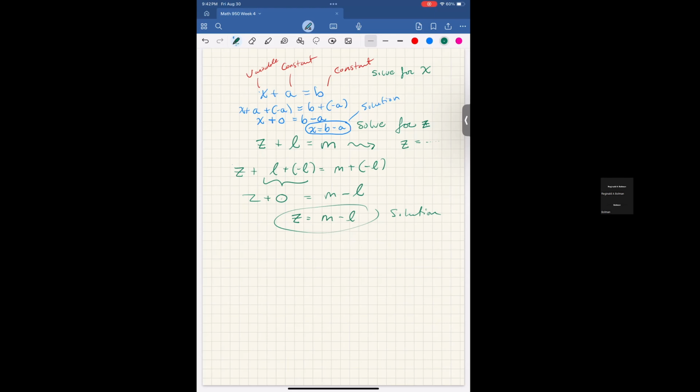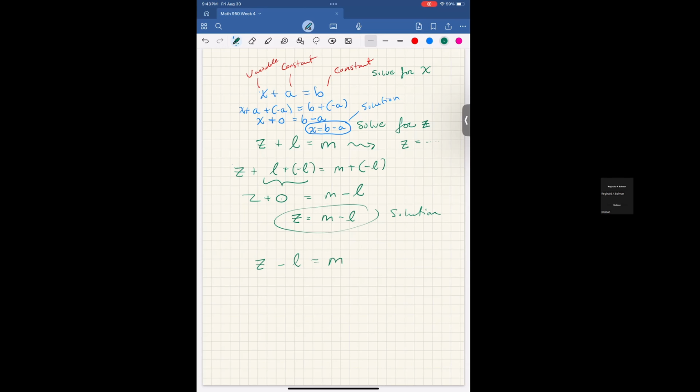And look, the thing is that it really doesn't matter if L was a positive number or a negative number. We're going to go through the same steps regardless of whether the value is positive or negative. Let's look at what that looks like. So suppose instead I had Z minus L is equal to M.